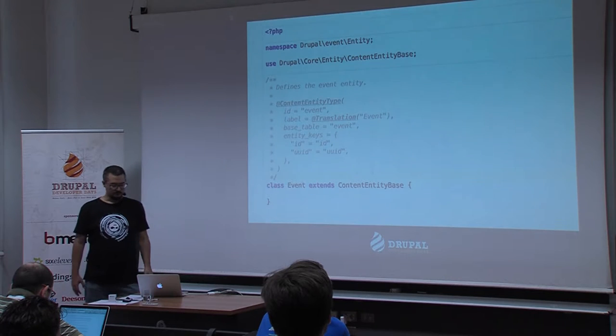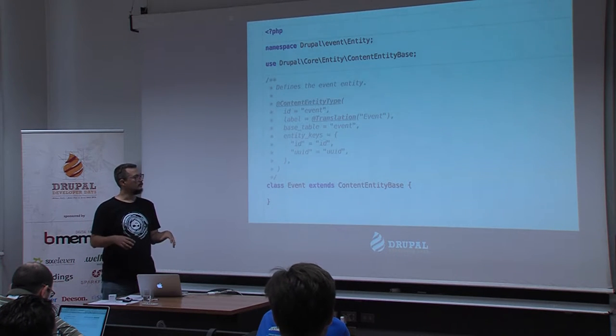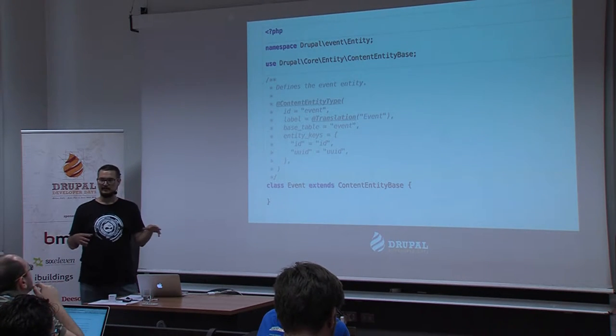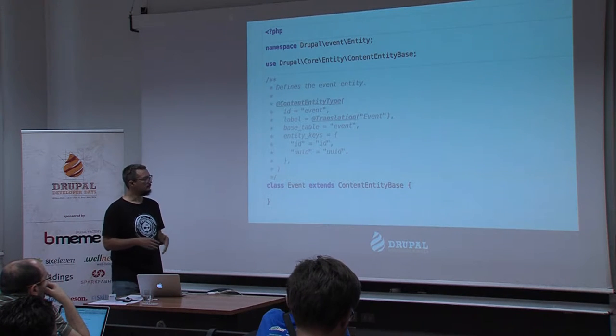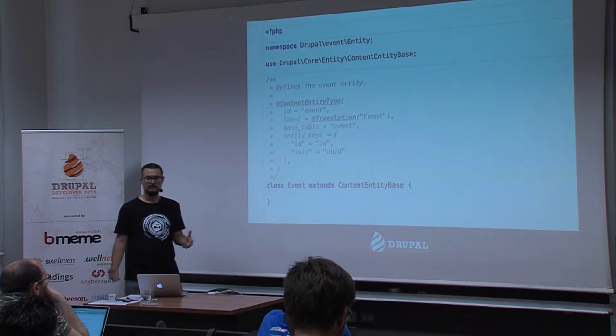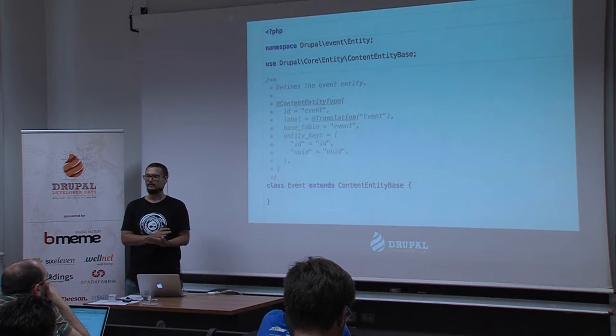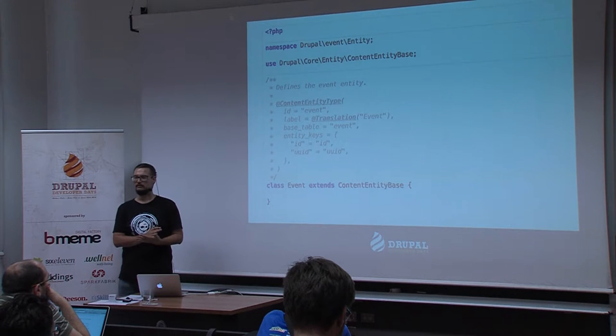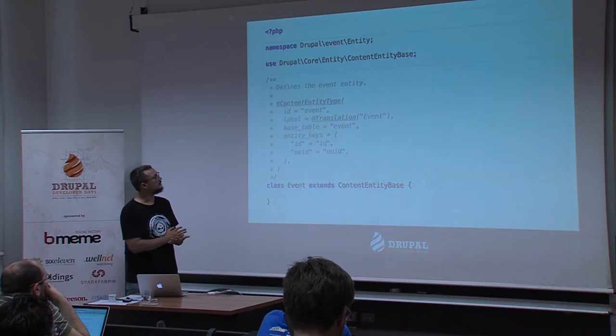So in Drupal 8, you want to save your data, and for that you probably want to use content entities if this data is your content. And how do you write your first entity? How many of you have played with entity API in Drupal 8? Yes, 5, 6 hands raised.